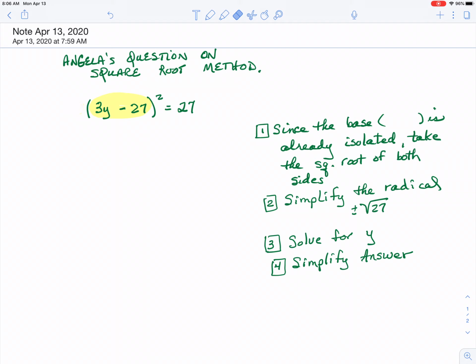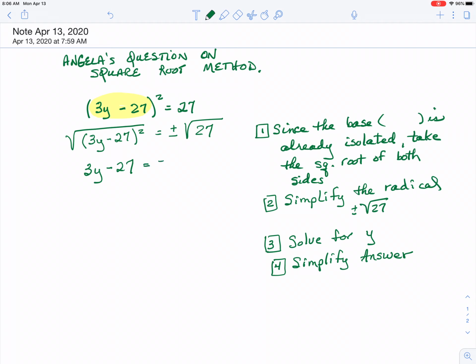We can just start immediately and take the square root of each side. So let me begin by taking the square root of the binomial in parentheses squared, and then remember we need both the positive and negative square root of the 27 to account for the two answers we expect on this second degree equation. All right, so as I take the square root on the left-hand side, that gives me the binomial 3y minus 27. Notice that the squared is gone now.